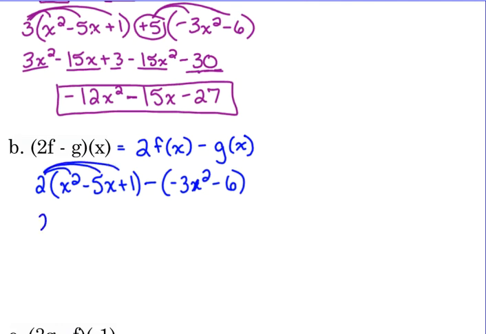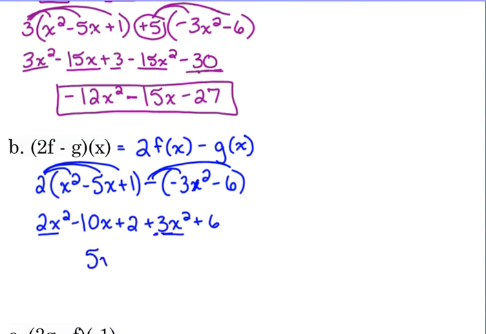Distribute the 2, 2x squared minus 10x plus 2. Distribute the negative. So that becomes a positive 3x squared and a positive 6. 2x squared plus 3x squared is 5x squared. Again, we only have that single linear term of negative 10x, and then 2 plus 6 is 8.